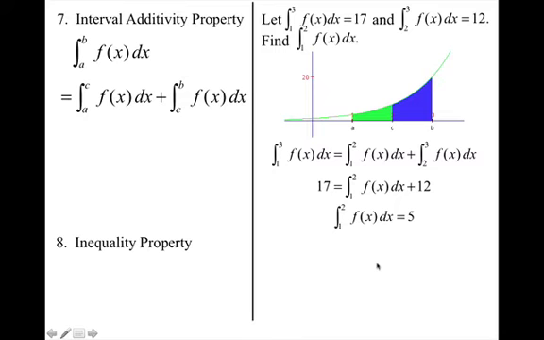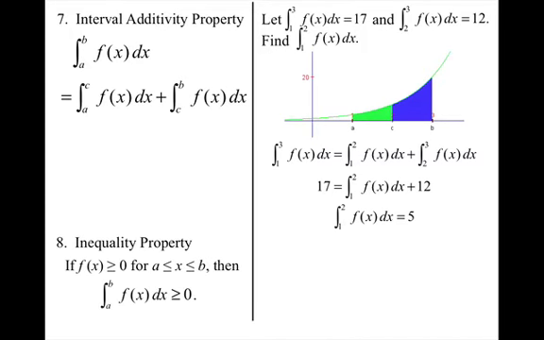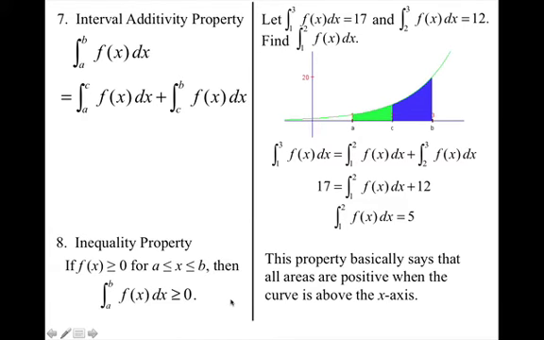The inequality property. This says that if f of x is greater than or equal to 0 for x being between a and b, then we can say that the integral from a to b of f of x dx is greater than or equal to 0. So this property basically says that all areas are positive when the curve is above the x-axis. That's all this says. When the function is above the x-axis, the area is positive.